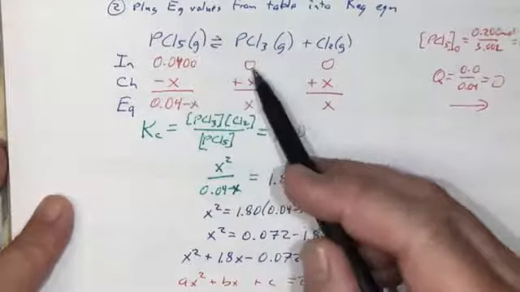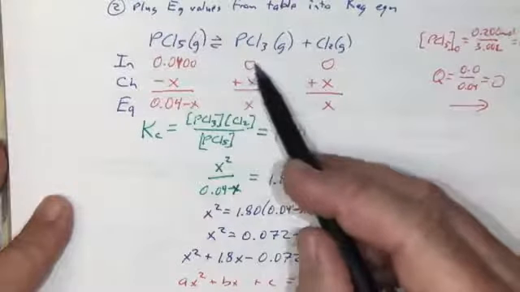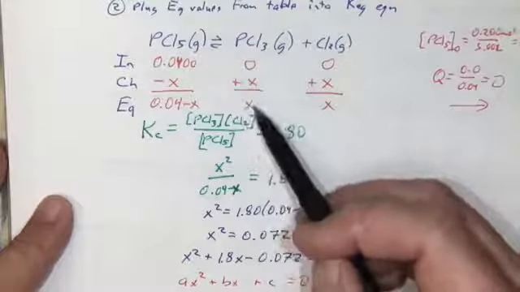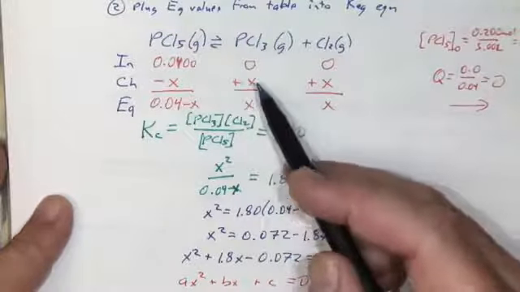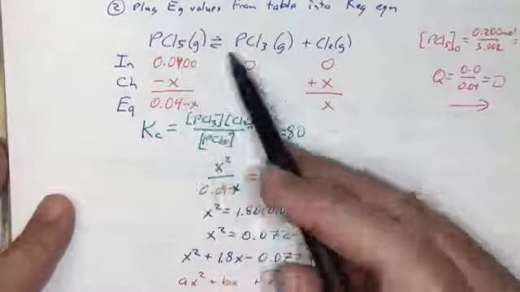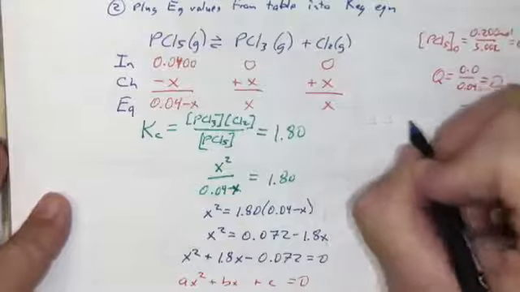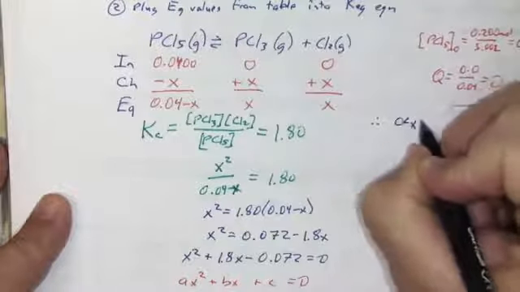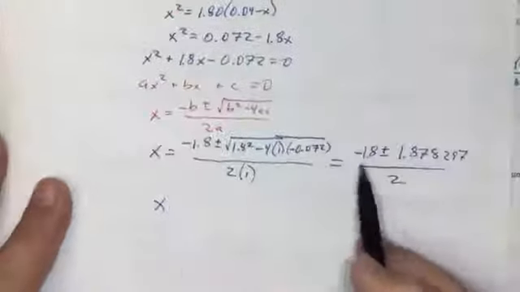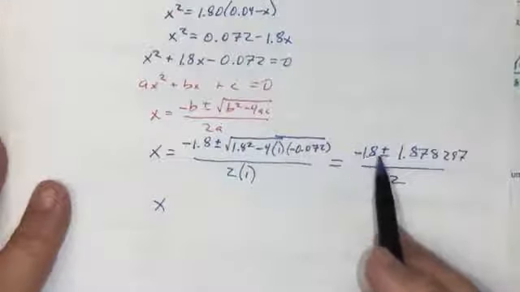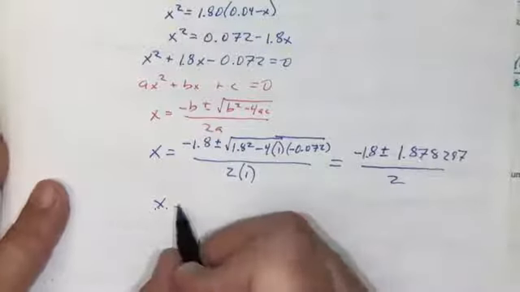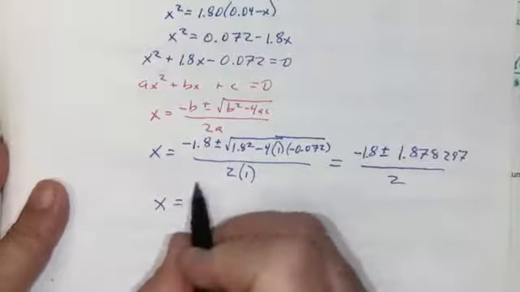It's going in a forward direction. If x is negative, that would make no sense. If I said 0 minus an amount, that would give me a negative concentration. You can't have a negative concentration. x has to be positive, and x has to be less than 0.04. So, therefore, x is greater than 0 and less than 0.04. And so when I look at that, it cannot be negative 1.8 minus 1.87. I can rule out the negative result. x must be the positive result.